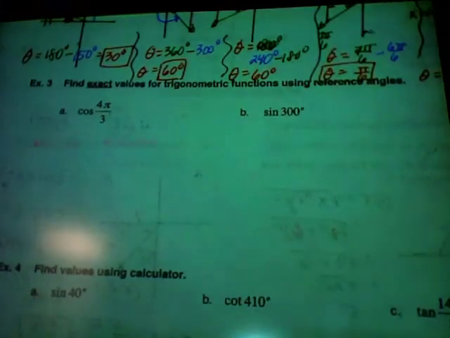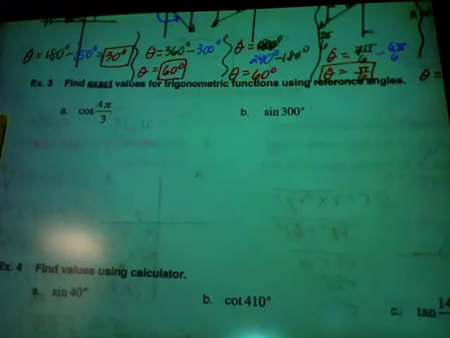All right, so look at example 3. This time it says find exact values. Doesn't that usually mean that you're not allowed to use your calculator? Okay. So find exact values for trigonometric functions using your reference angles. So we're just going to do the same thing. So cosine of 4 pi over 3. So we have to find where that could be.